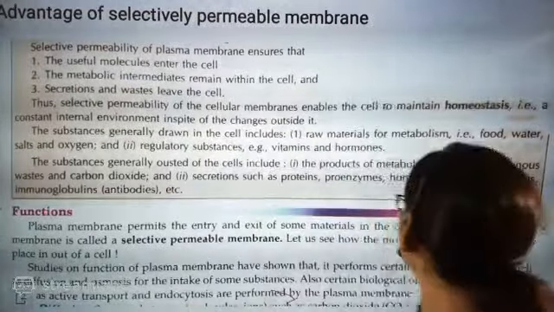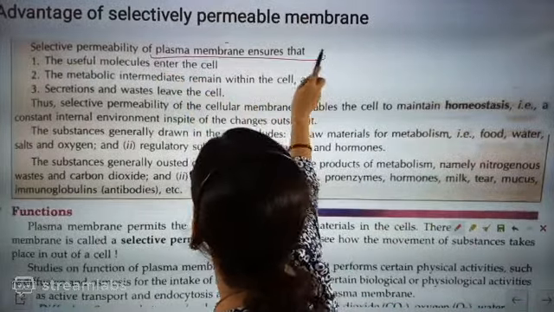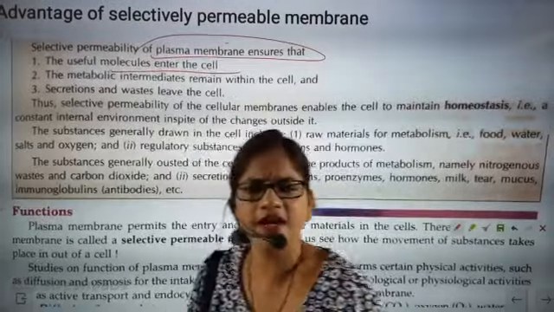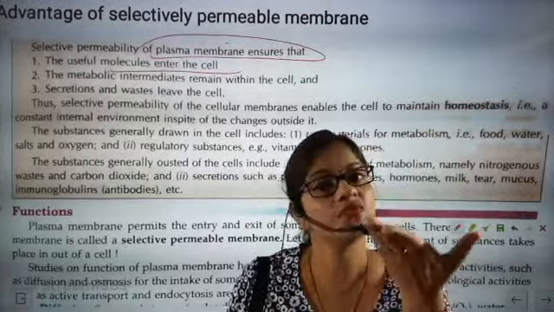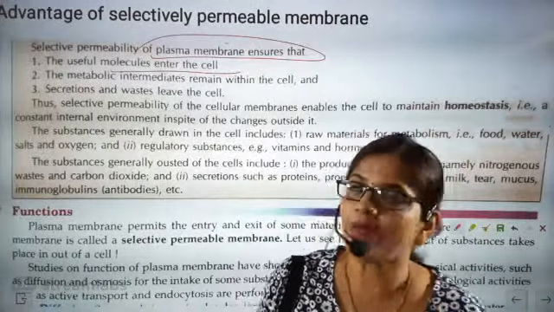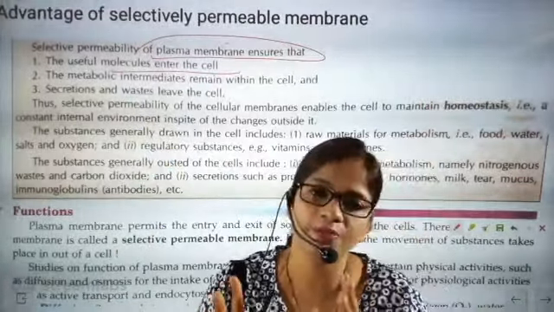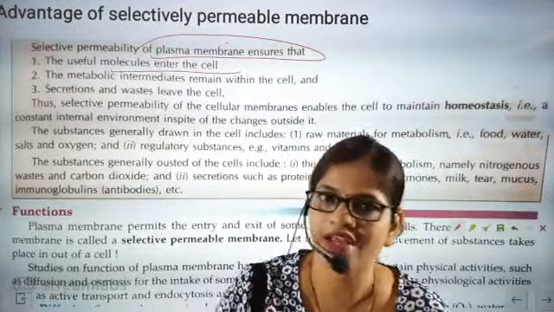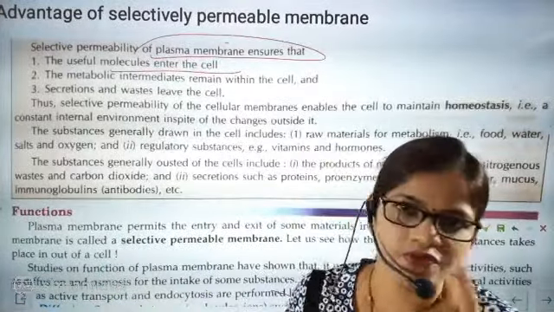So definitely, beta, I am going to explain this. The selective permeability of the plasma membrane ensures that molecules enter the cell. The first thing is that only important content should enter the cell, which is needed by the cell. So the plasma membrane, or selectively permeable membrane, works to not allow unwanted things to go inside the cell. It only allows the important things to go inside the cell. That is the first thing.